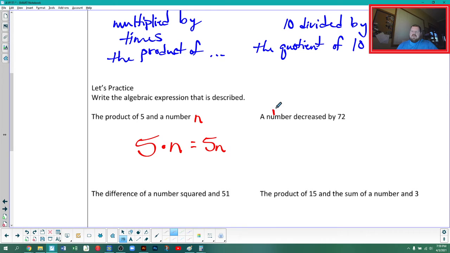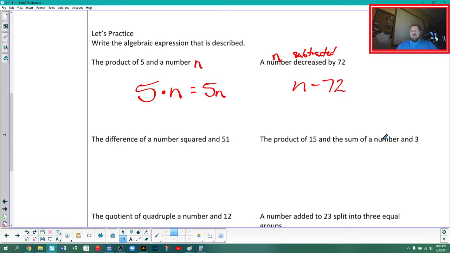A number, let's stick with n again, decreased by 72. Now remember, decreased by is probably going to lead us to thinking about subtraction. And since the order does matter, this one actually does a good job at giving us the order. The word decreased can always be substituted with subtracted. So subtracted by 72 would mean n minus 72.